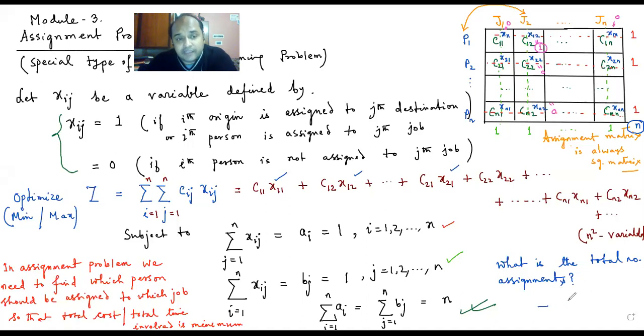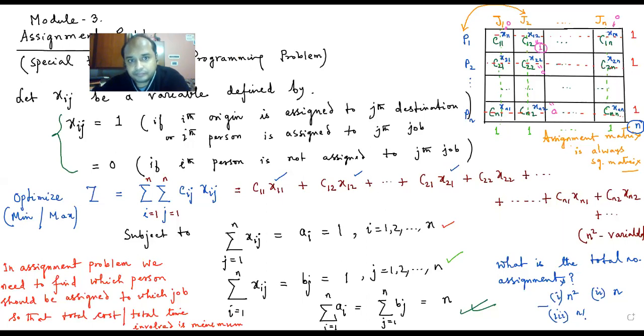I'm giving you the options. Option number 1, is it n square? Option number 2, is it n? Option number 3, is it n factorial? Okay, let's stick to 3 options. Which one is correct? Total number of assignments. Sir, the total number of assignments will be the same as the total number of variables. That means you are saying n square.